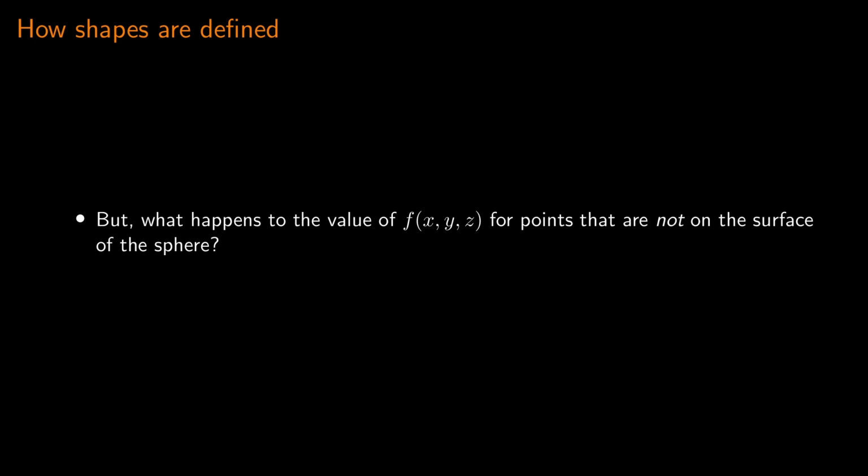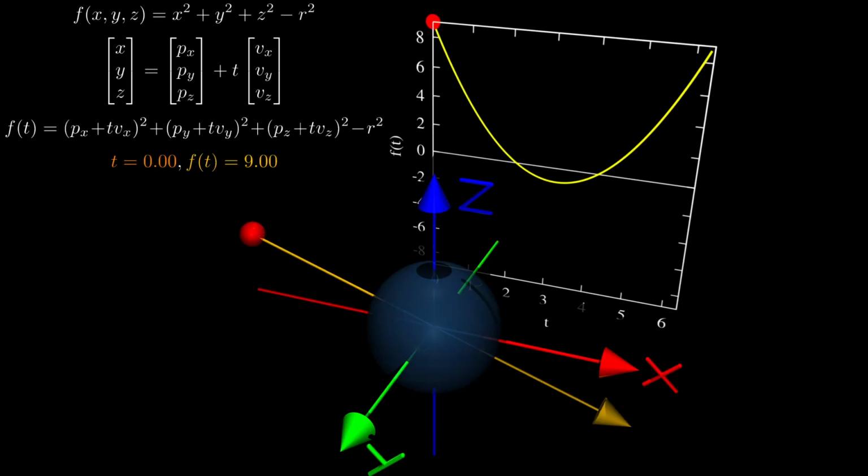But one thing that we've never looked at in this series so far anyway is what happens to the value of f(x, y, z) for points that are not on the surface of the sphere. We know that on the surface of the sphere, f(x, y, z) is always going to be 0. But what happens to f(x, y, z) when we're not on the sphere? Okay, so in this animation, we're going to have a look at exactly what happens to those values. So we have our function f(x, y, z) defined as x squared plus y squared plus z squared minus r squared.